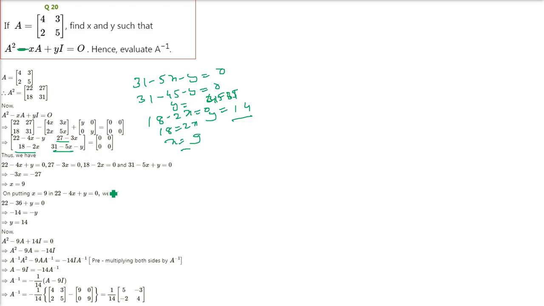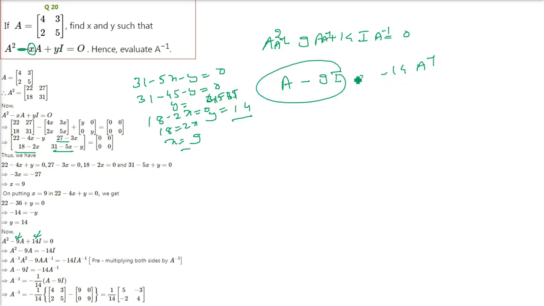Now you have to replace this x and y in the original equation. So the final equation will be A squared minus 9A plus 14I equals 0. Now multiply it with the inverse, and always take the identity element term on the right hand side, or the other side; it can be left hand or right hand, whichever you want. So A minus 9I equals minus 14A inverse. So A minus 9I is computed and just divide it, or multiply it by minus 1 by 14. This is your final answer.